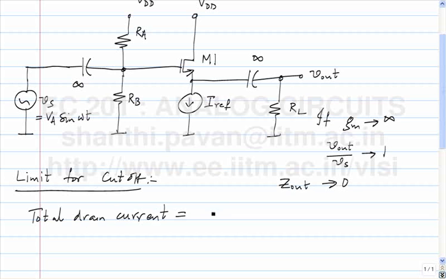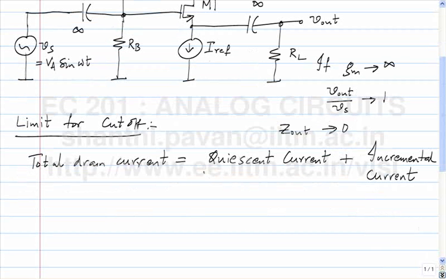Is the quiescent current plus the incremental current. The quiescent current is quite straightforward. What is the quiescent current? It's simply IRF. What about the incremental current?